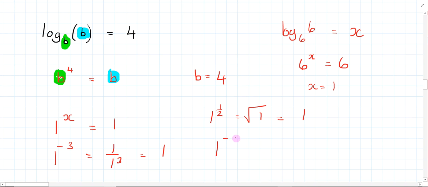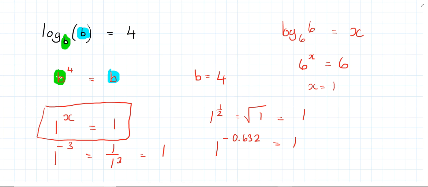Therefore, 1 to the power of negative 0.632 is 1. So this is one of those equations. X can equal any number you like. That's why if you put log to the base 1, yes, exactly. That's why this case, which is right, I'm glad Kieran had that thought. It's like, but hang on, that's not really fitting. If log to the base something of itself equals anything other than 1, b must be 1, right?